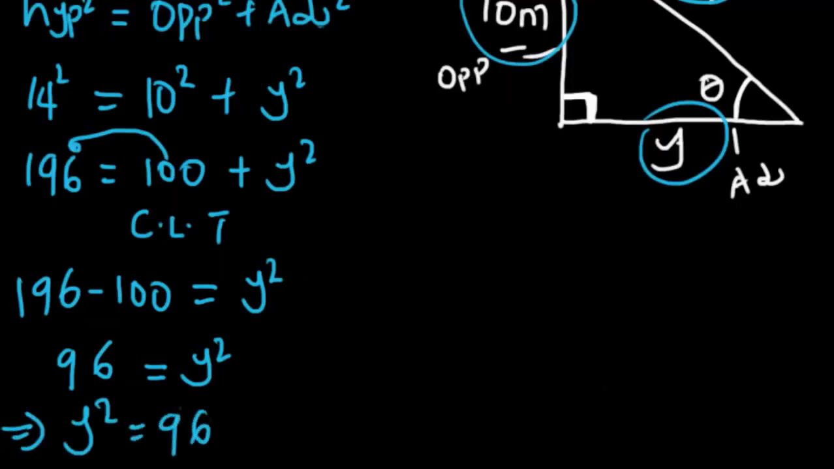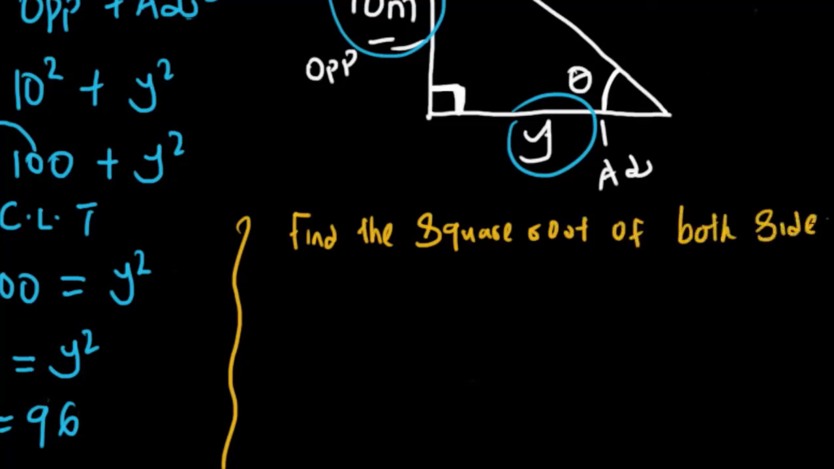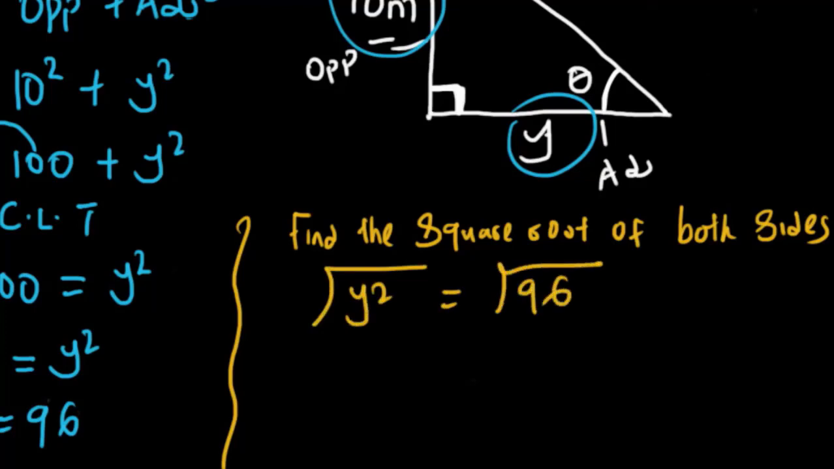But I'm told to find y, not y square. So how do I find y? I find the square root of both sides. So I should be having square root of y square equals square root of 96. Now square root of y square should give us y, because square root cancels square, equals square root of 96.